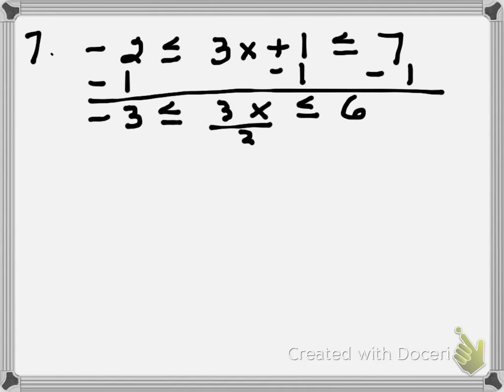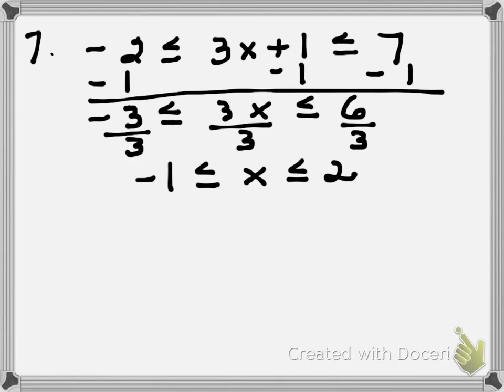Then we want to solve for x, so we want to divide in all 3 places, divide by 3. So I have -1 is less than or equal to x is less than or equal to 2 on the number line.